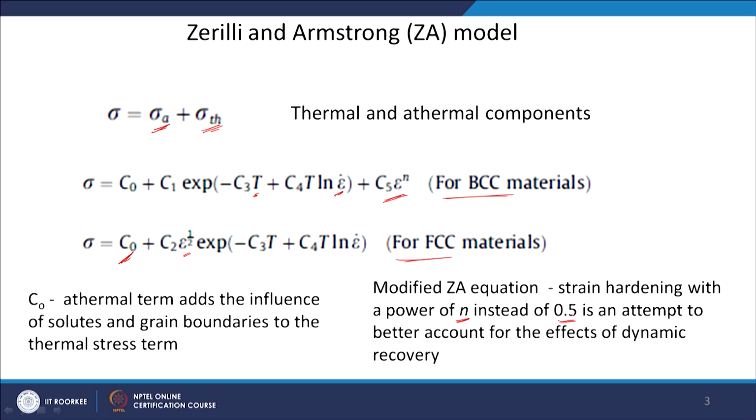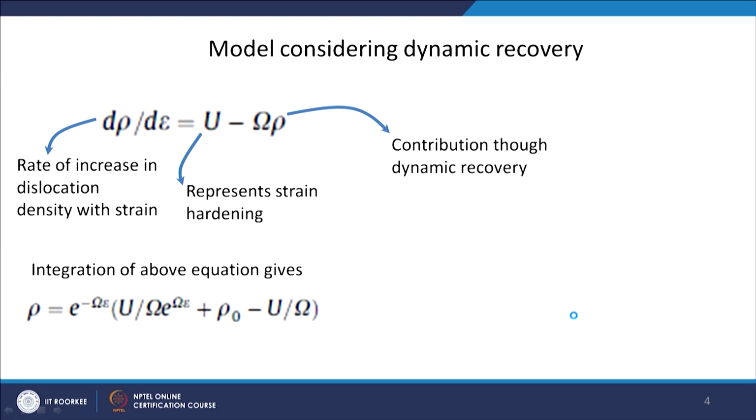This is to take into account in a better way the dynamic recovery which is taking place during the deformation process. So, the other model is one which considers dynamic recovery, and it is concentrated more on the recovery part. Basically, what we are trying to do here is that the change in dislocation density as a function of strain is related with two terms here, U minus omega rho. U represents the strain hardening part, and rho is the contribution through dynamic recovery.